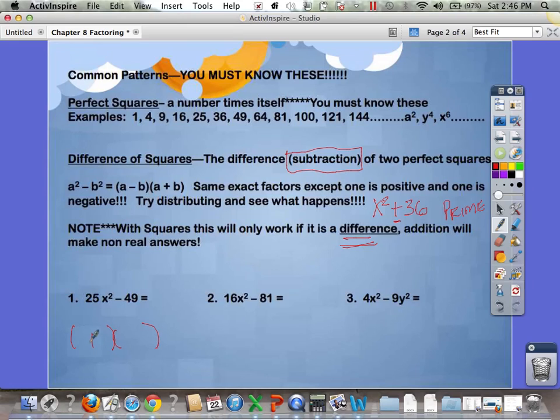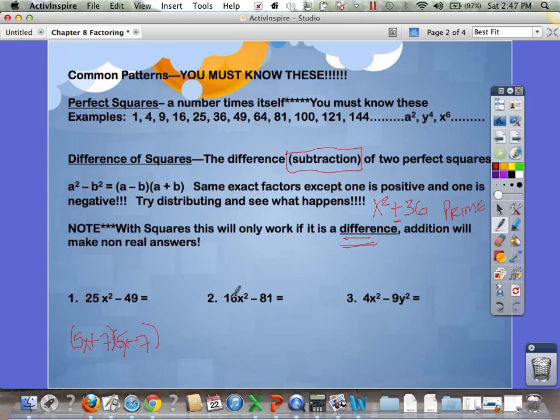One's going to be positive, one's going to be negative, and then you pretty much take the square roots of these numbers. What's the square root of 25? Well, that's 5 times 5. And how would you break up those x's? Well, we've been doing that all along. One here and one there. And then the square root of 49 would be 7 and 7. So that made 5x plus 7, 5x minus 7.